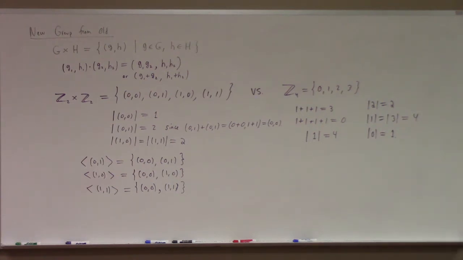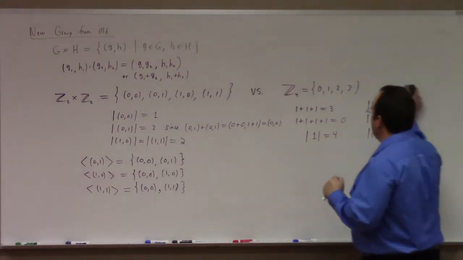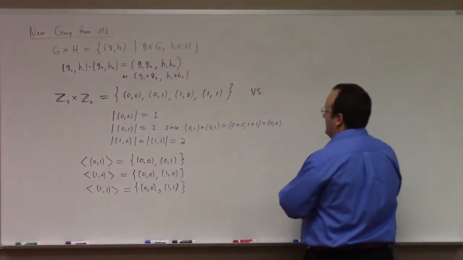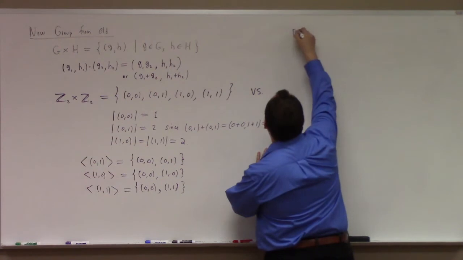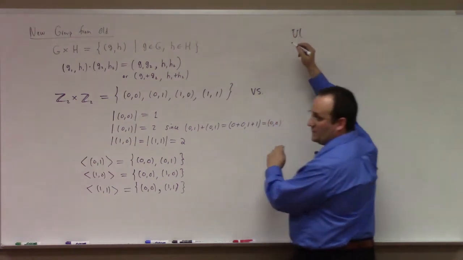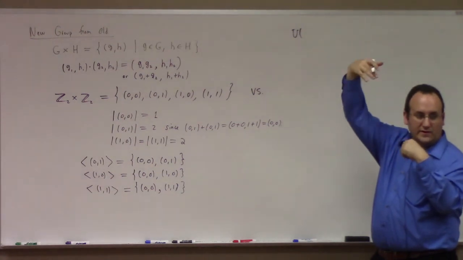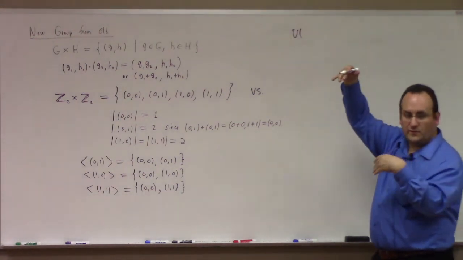All right, so we have a suspicion that Z2 cross Z2 is isomorphic to U8, so let's go hunting. First of all, well, it is U8. So to actually prove isomorphism is a harder thing, right? Because we actually have to exhibit a map and show that it's 1-to-1 and onto and so forth.